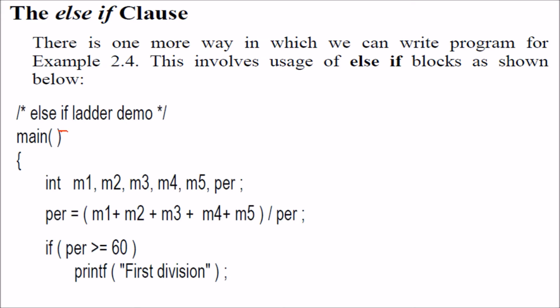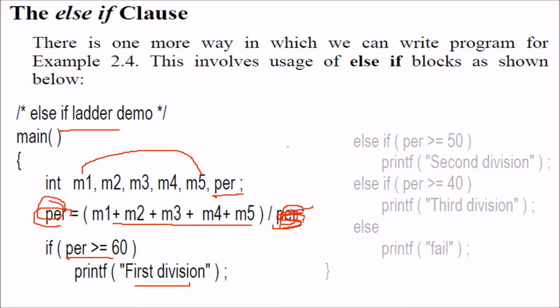This is an if ladder demo, and we just take M1 to M5 and add them all, dividing by 5. Now what we get here is the percentage. So we add them and divide by the value 5, as there are 5 subjects, and we store it in PER. Now if the percentage is greater than or equal to 60, we say first division.